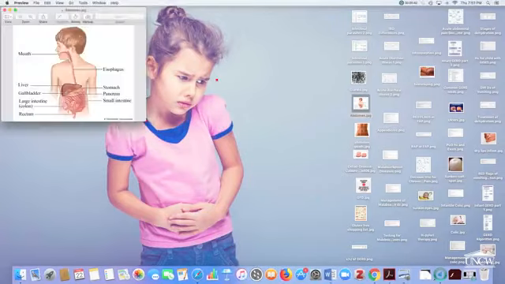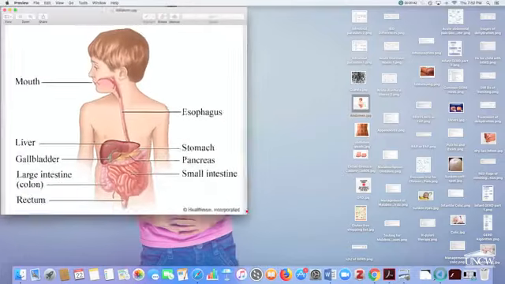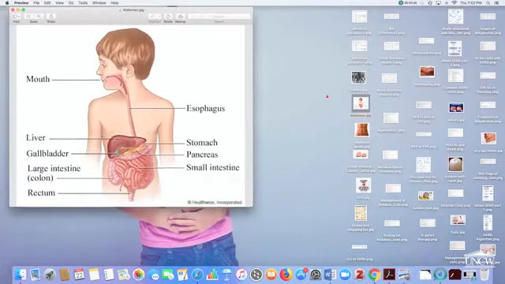So first, let's get a little look. We're going to bring this picture up first. Get a little look about what the basic GI system includes. I know you guys already have a good idea of what the GI system really means, but it's important for you to just get a good look again at what all body parts, organs and body systems are included in the GI system for children.